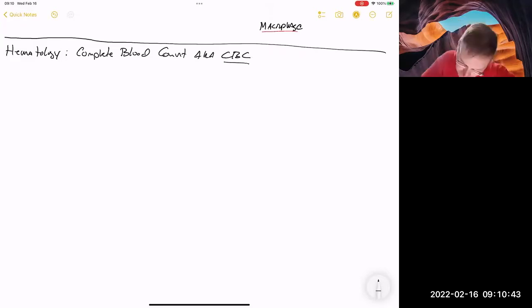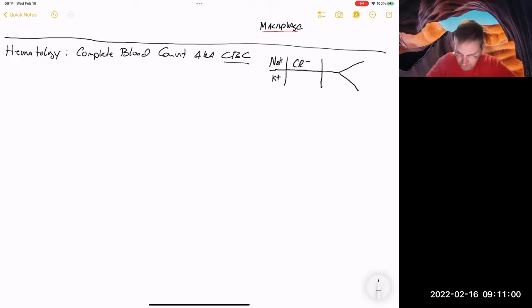Just like with the blood chemistry, specifically the BMP or the Chem7, the basic metabolic panel, where you have the fishbone shorthand: you've got your sodium, potassium, chloride, the venous CO2, also known as bicarb, the blood urea nitrogen, the creatinine, and the glucose.